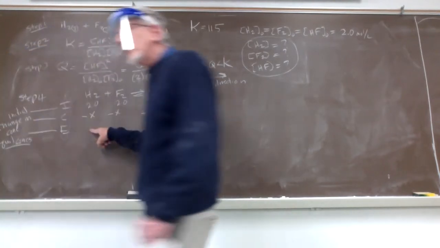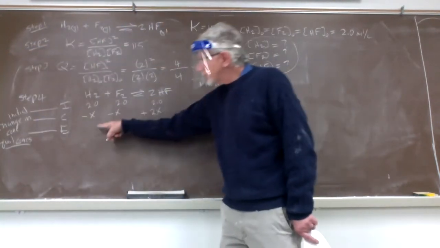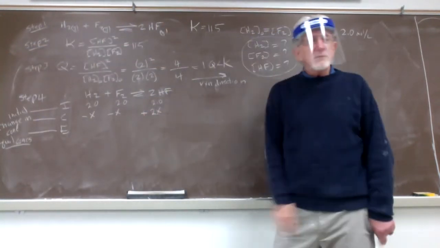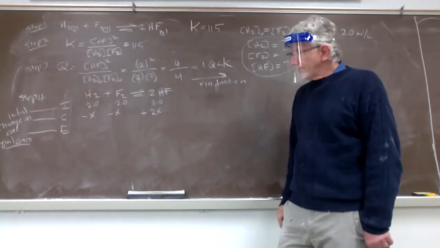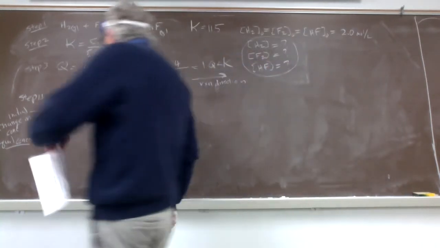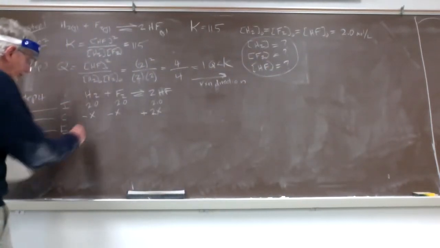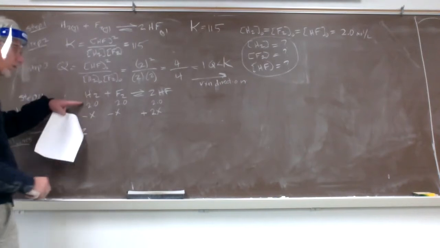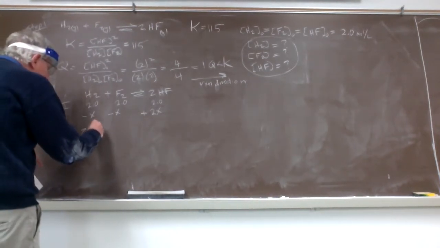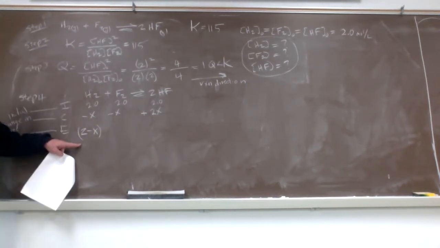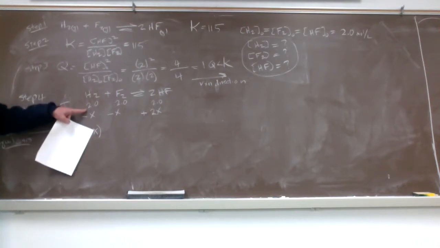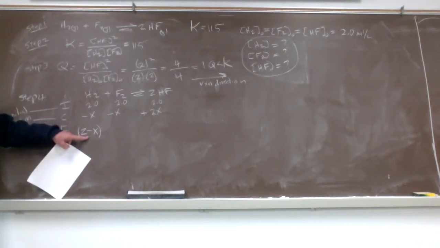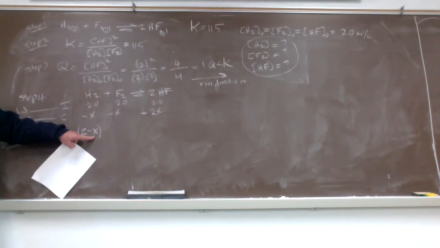So we're going to write the equilibrium concentration of each reactant and product into this table. The equilibrium concentration of hydrogen will be 2 moles per liter where it started, plus the change in its concentration that had to occur to get to equilibrium. So it's going to be 2 minus X moles per liter, 2 moles per liter minus those X moles per liter that had to be consumed to get to equilibrium.